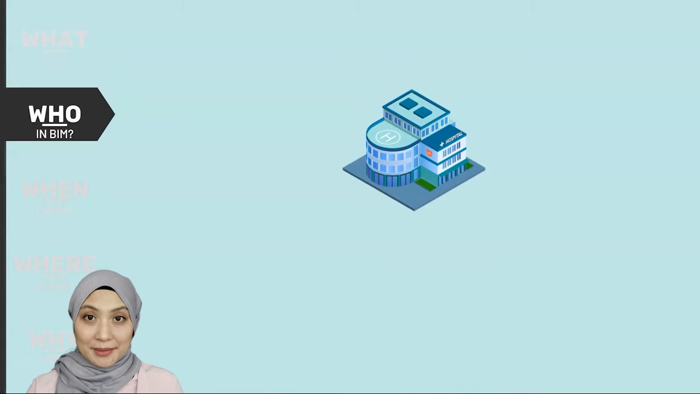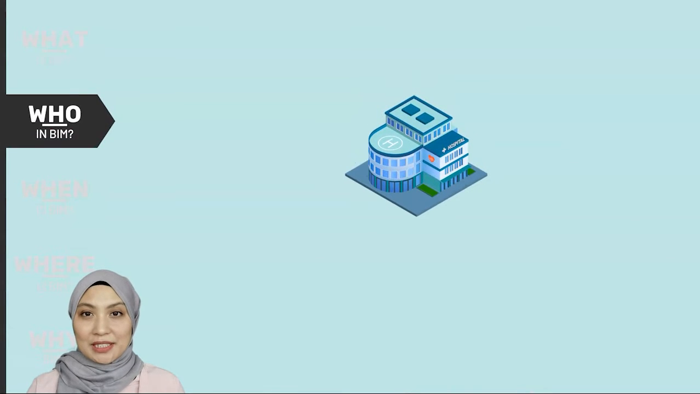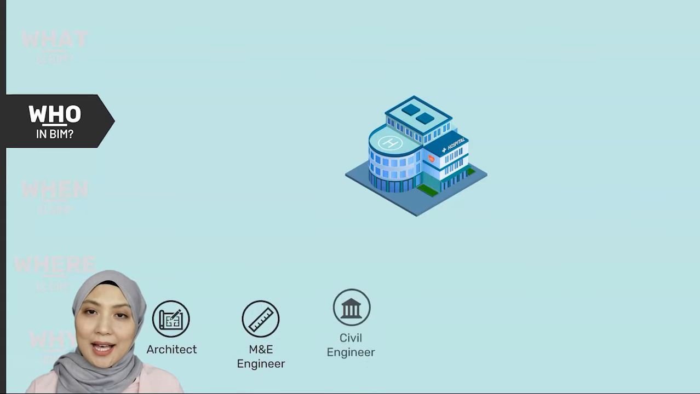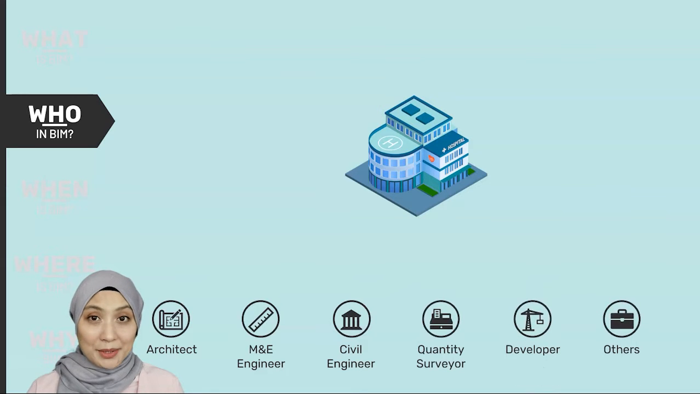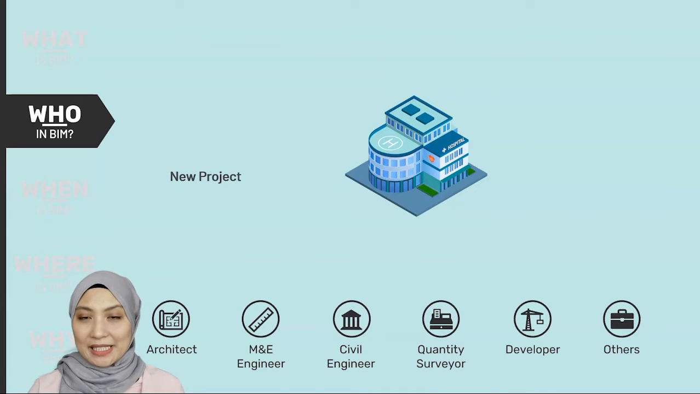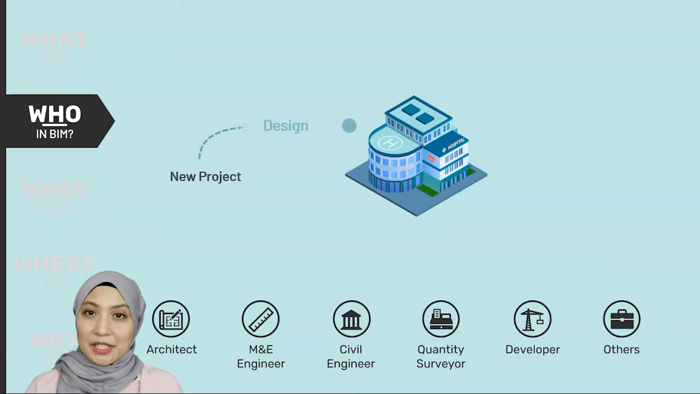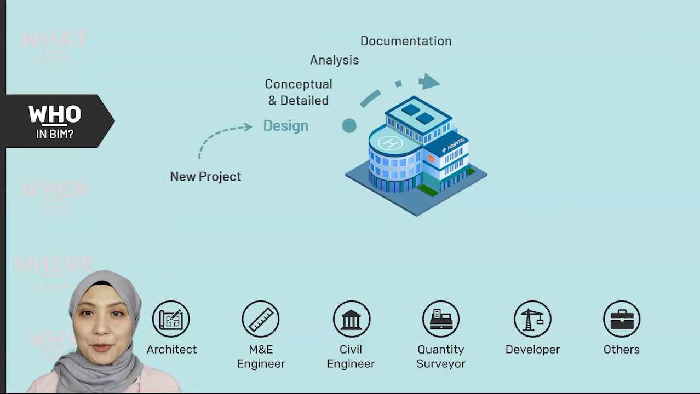Who are involved in BIM? Any individuals who are involved with a BIM building at any point throughout its life cycle are also involved in BIM. So what does it mean by building life cycle? In a BIM project, when you have a new project, what happens is you have to design. So you'll produce conceptual design, do some analysis to make the building better, and produce drawings for documentation.